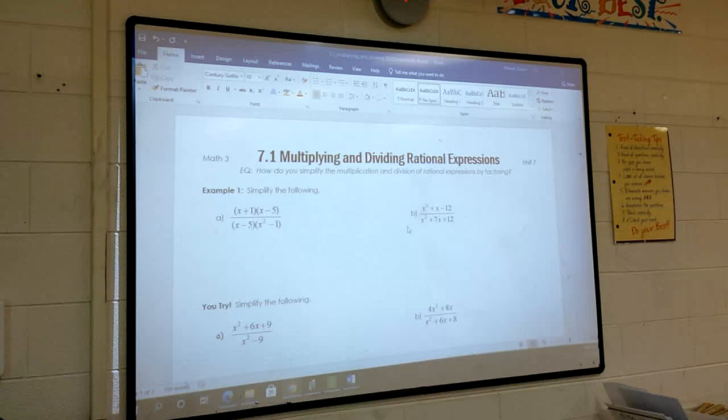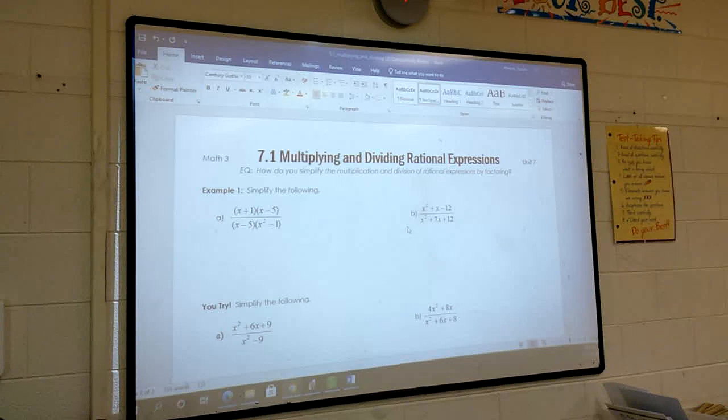And then Unit 8 is exponents and logarithms, and then Unit 9 is statistics. So we have 2 to go after that. All right, so this is the first page. The essential question on here is, how do you simplify multiplication and division of rational expressions by factoring? So all of this is going to be back to making sure you know how to factor. So if you factor correctly, then you should be able to solve these, which will make today's lesson a whole lot easier.